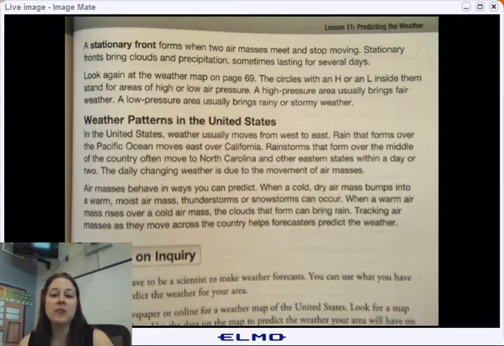The circles with an H or an L inside them stand for the areas of high or low pressure. A high pressure area usually brings fair weather. A low pressure area brings rainy or stormy weather.